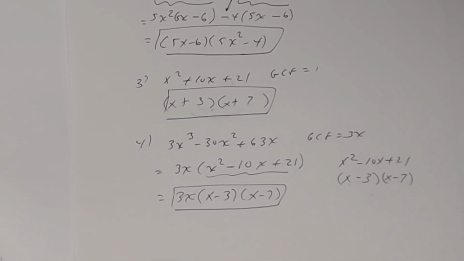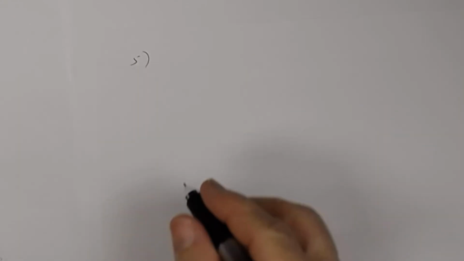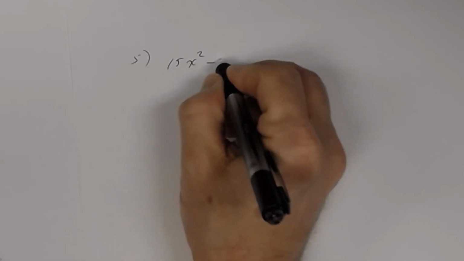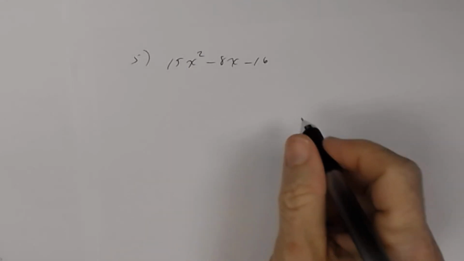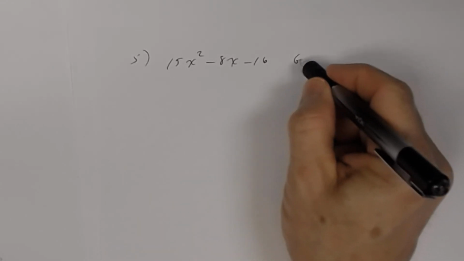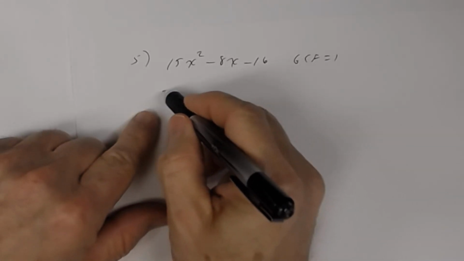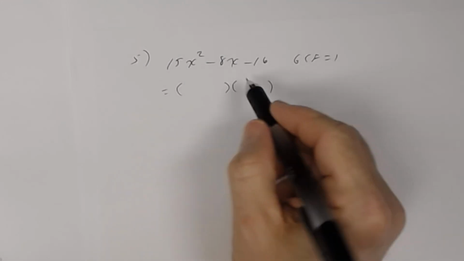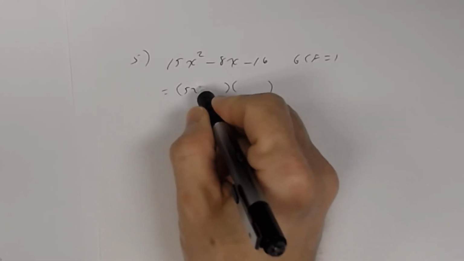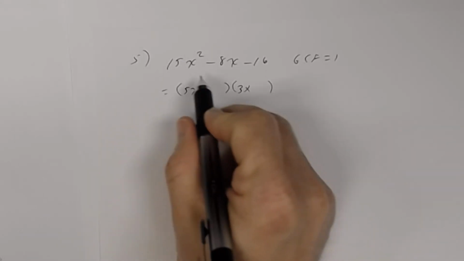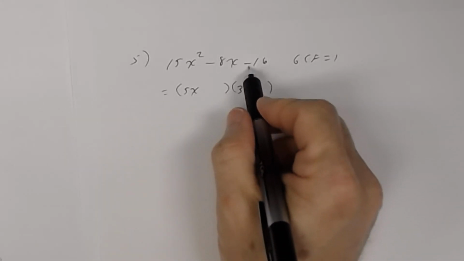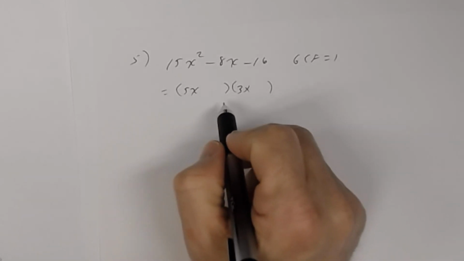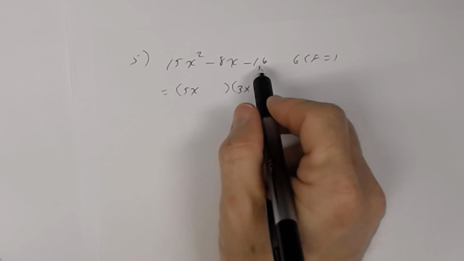So let's look at number 5. So in number 5, we have 15x squared minus 8x minus 16. So the GCF here is 1. And so let's go ahead and do the two binomials. And for 15x squared, let's try 5x and 3x. So 5x, 3x, let's see, 5x times 3x is 15x squared. Now notice, though, the last sign's negative, so that means these signs in here are going to be different, so keep that in mind. And for 16, there are several possibilities.